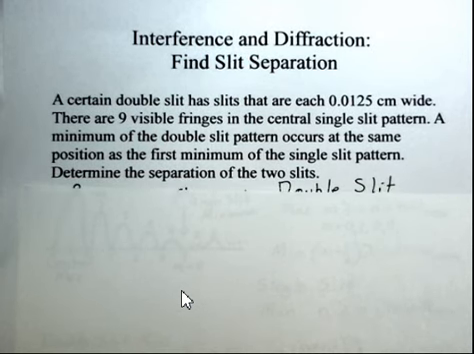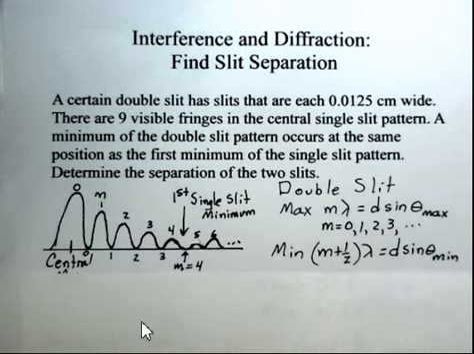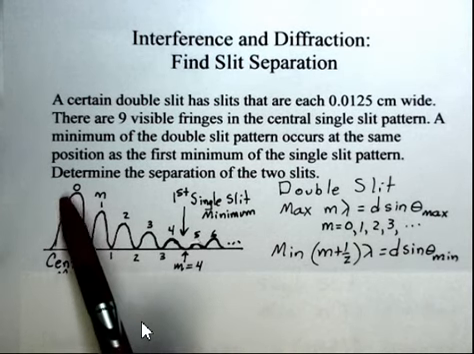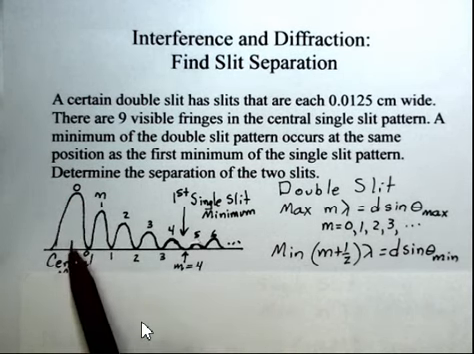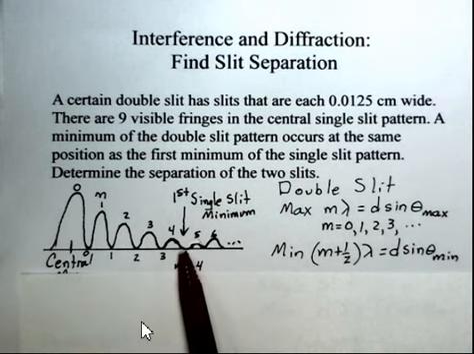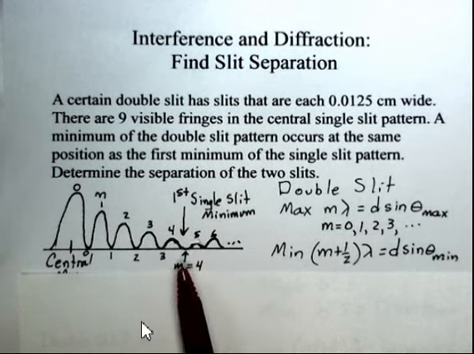Well, I'd suggest first that you do a drawing. So over on the left side here, I have a drawing of part of the situation. Here's the central maximum. I'm going to label that with a 0. And then 1, 2, 3, 4. And then this is the spot where the minimum of the double slit pattern is at the same position on the screen as the minimum of the single slit pattern.